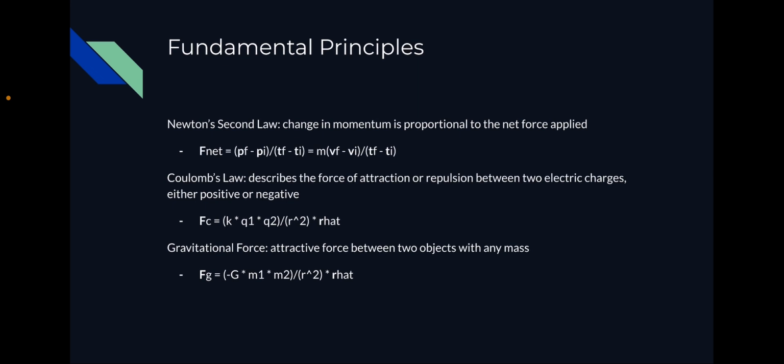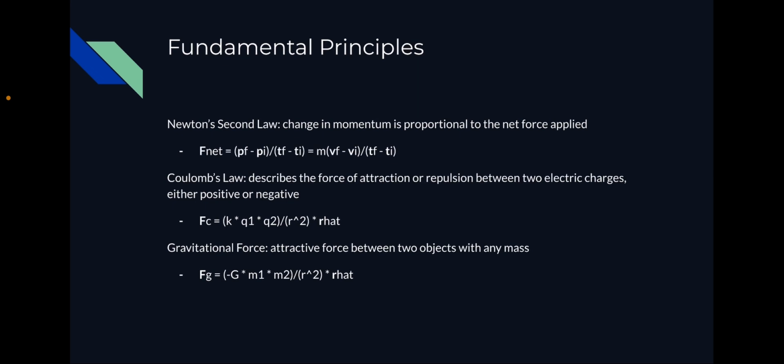Firstly, we have Newton's second law, which is that any change in momentum is proportional to the net force applied. So F net equals final momentum minus initial momentum divided by change in time. Coulomb's law describes the force of attraction or repulsion between 2 electric charges, which are either positive or negative. So the electric force will be equal to the electric constant times charge 1 times charge 2 divided by r squared times r hat.